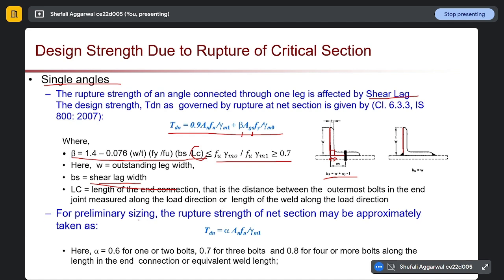So for preliminary sizing, the rupture strength of net section may be approximately taken as TD is equal to alpha AN FU divided by gamma M1. Okay. So here alpha is given by 0.6 for 1 or 2 bolts, and it is given as 0.7 for 3 bolts and 0.8 for 4 or more bolts.